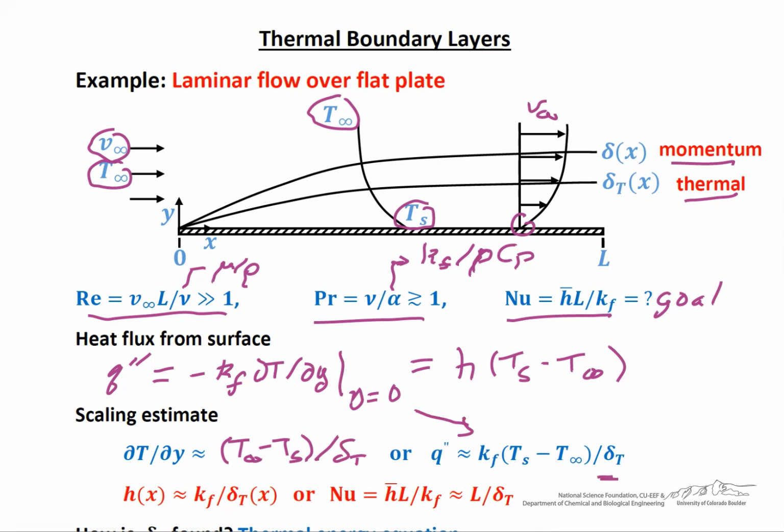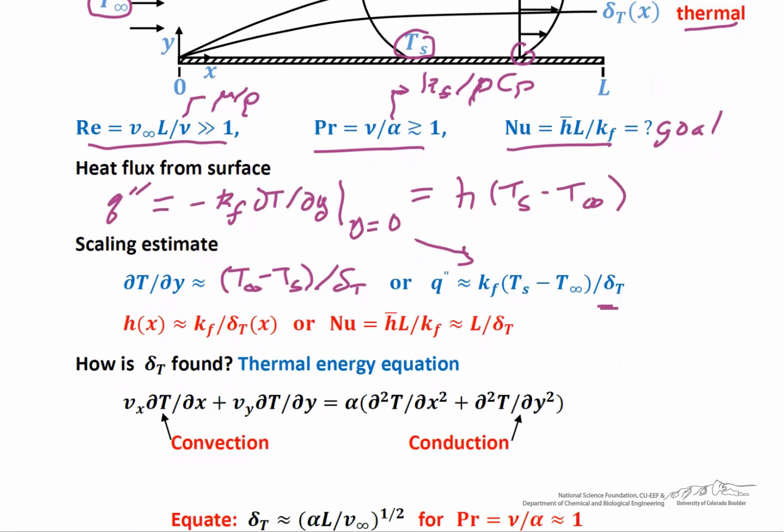That also allows us to get an expression for the heat transfer coefficient, H, which would be proportional to the thermal conductivity divided by the thermal boundary layer thickness, and you get that by plugging this result into here. And what you see is that since the boundary layer varies with distance and generally increases, the heat transfer coefficient will decrease with distance from the edge of the plate, and therefore the heat transfer coefficient is a local heat transfer coefficient.